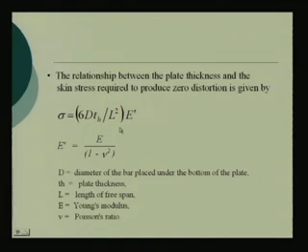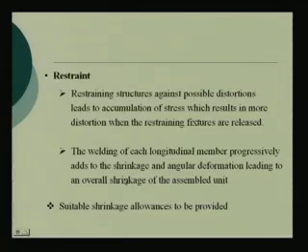So, one has to calculate the diameter of the bar which is placed. So, this is one simple formula given through which one can try to find out the skin stress required to produce zero distortion, that is given by this. So, through that one can calculate. Anyway, these are then restraint.